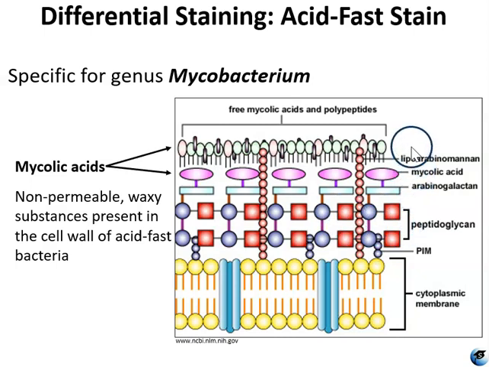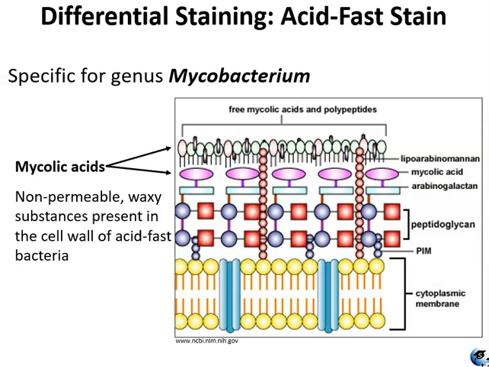But you have this layer here of mycolic acids. And these mycolic acids make it difficult to do a gram stain because they kind of block the stain from getting to the cell wall. So in order to identify this genus of bacteria, an entirely new staining technique was developed called the acid-fast stain.